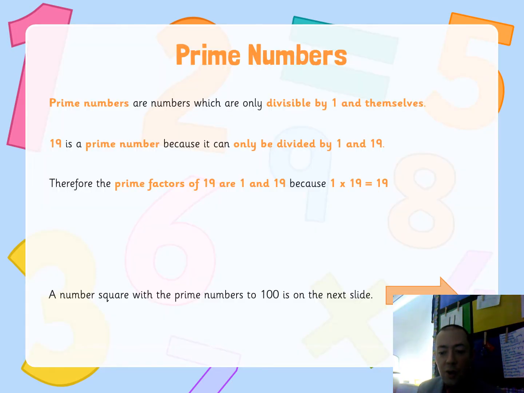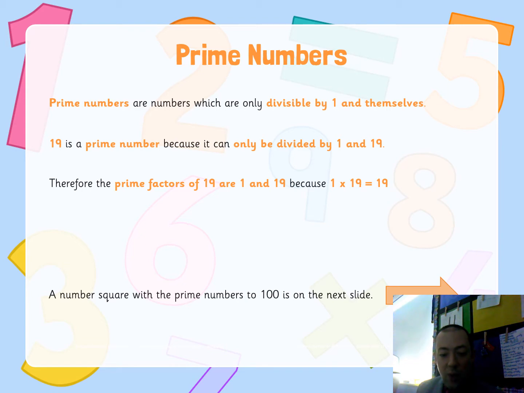So first of all, what is a prime number? Prime numbers are numbers which are only divisible by 1 and themselves. 19 is a prime number because it can be only divided by 1 and 19. Therefore, the prime factors of 19 are 1 and 19 because 1 times 19 is 19. If you tried to find the prime factors of a prime number, you would only get 1 and 19.